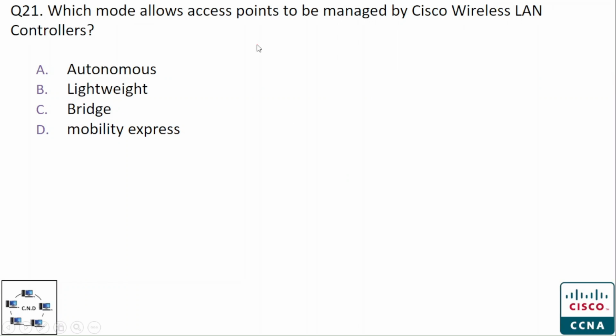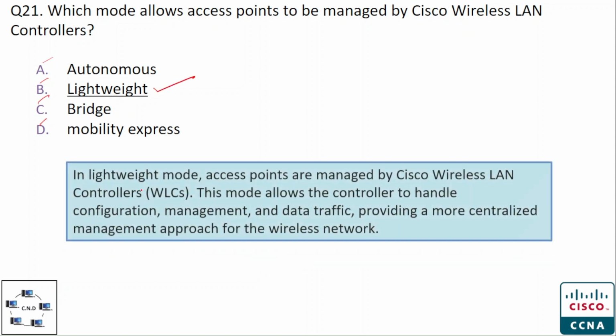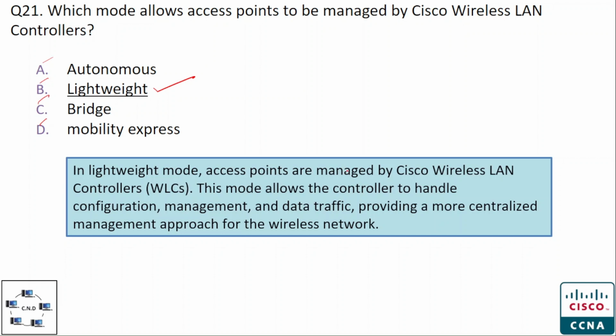Question number 21. Which mode allows access points to be managed by Cisco wireless LAN controllers? The options are option A, autonomous, option B, lightweight, option C, bridge, and option D, mobility express. The correct option is option B, lightweight. In lightweight mode, access points are managed by Cisco wireless LAN controllers. This mode allows the controller to handle configuration, management, and data traffic, providing a more centralized management approach for the wireless network.